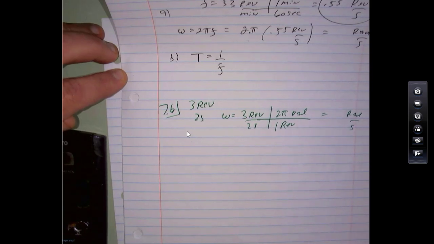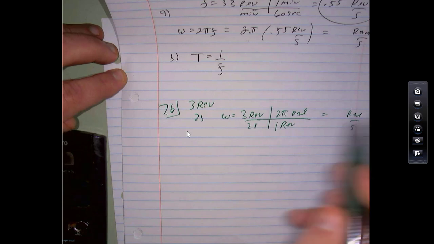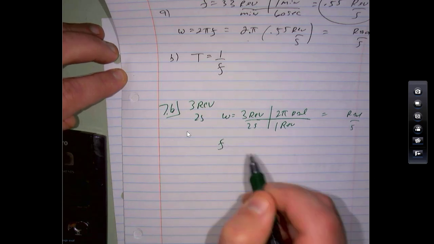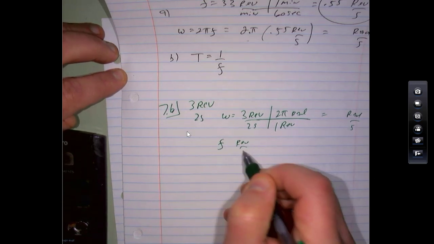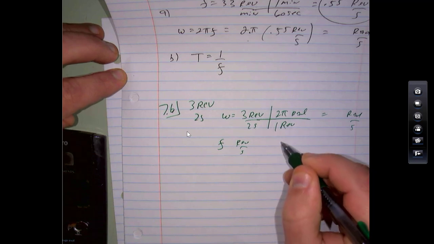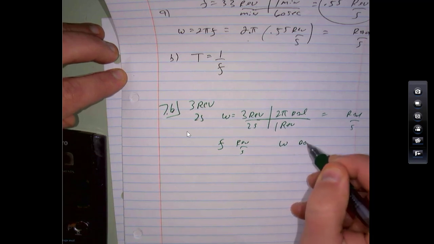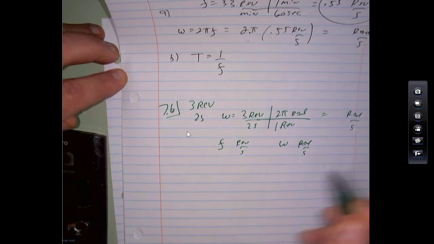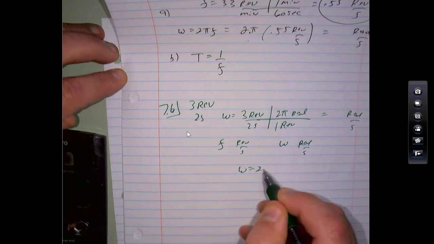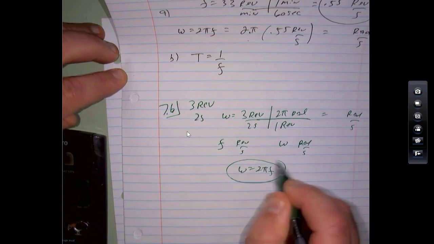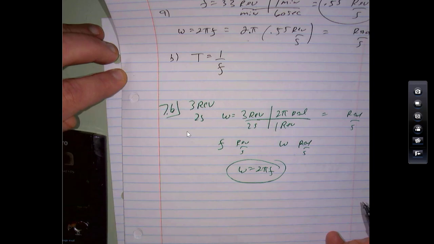So just be careful when you see revolutions per second. That's the frequency f. That's the amount of revolutions per second. When they ask you about omega, that's the amount of radians per second. So they're related to each other this way: 2 pi times f. Okay, good. Let's look at the next one.